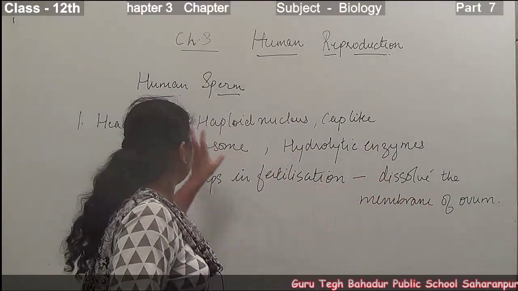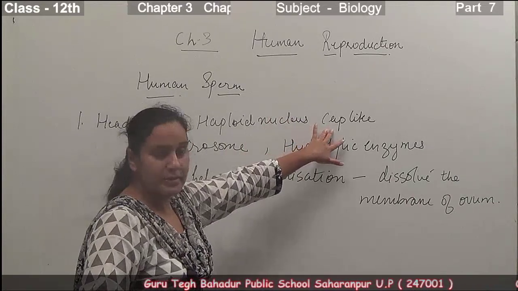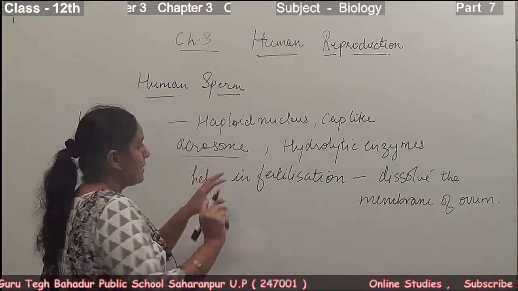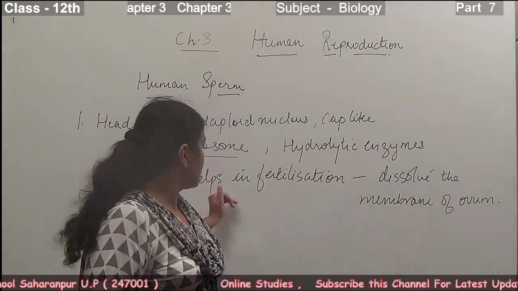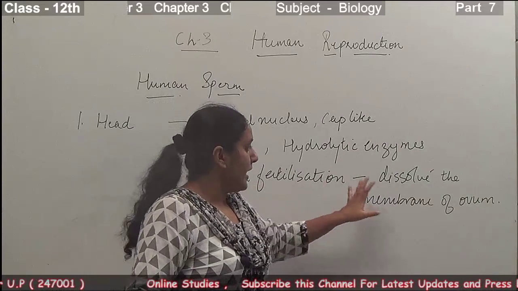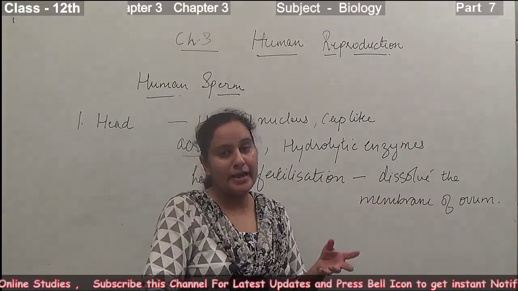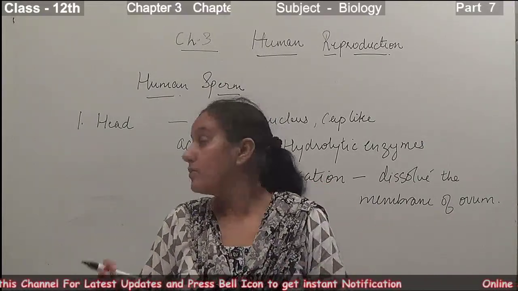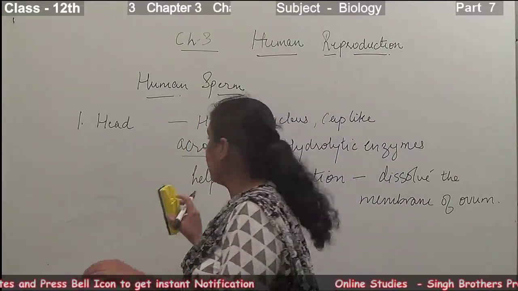The head is basically a haploid nucleus that contains a cap-like structure known as the acrosome, which further consists of hydrolytic enzymes that help in the process of fertilization, as they dissolve the membrane of the ovum and aid in fertilization by joining the sperm with the ovum. So next one is the neck.